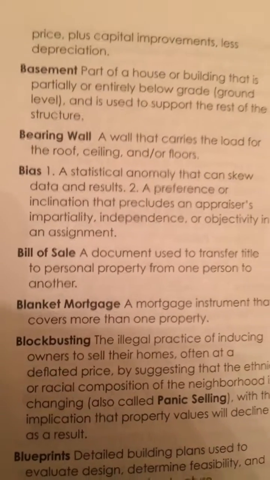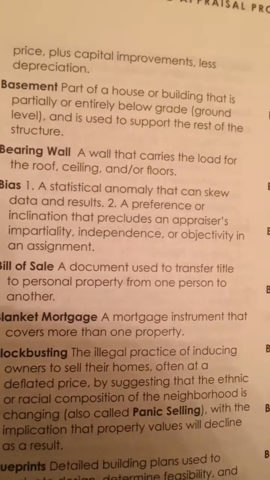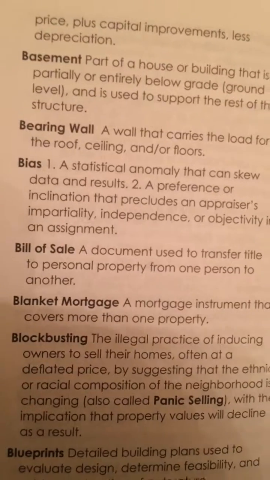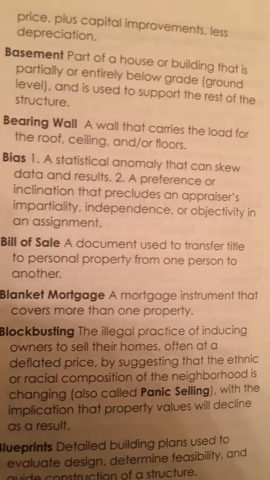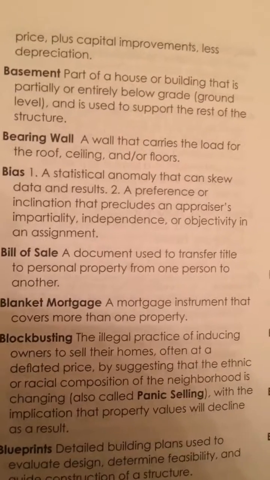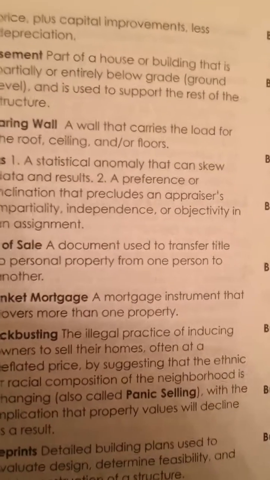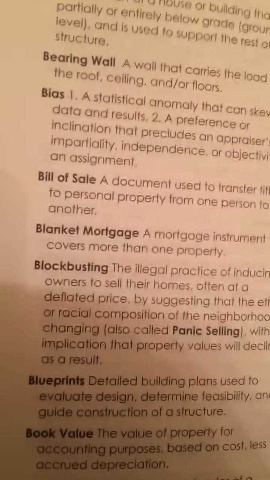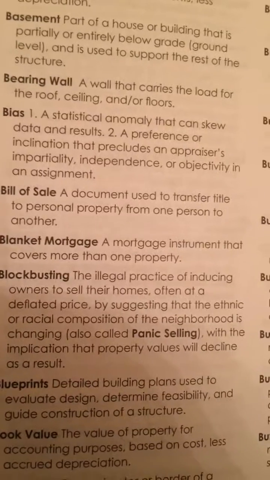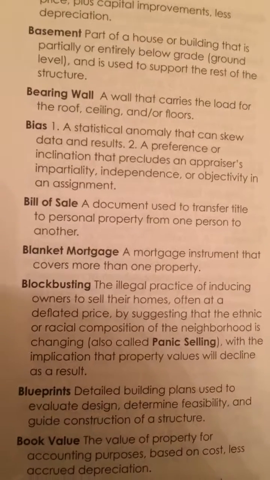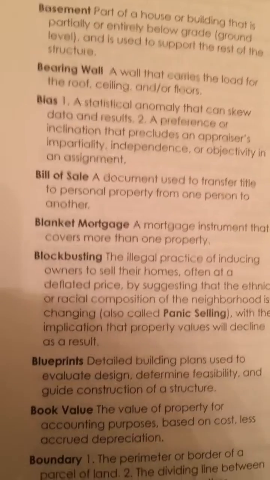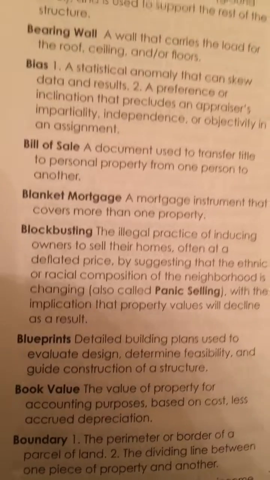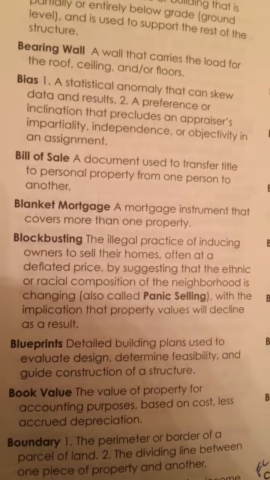Bias. 1. A statistical anomaly that can skew data and results. 2. A preference or inclination that precludes an appraiser's impartiality, independence, or objectivity in an assignment. Bill of sale. A document used to transfer title to personal property from one person to another. Blanket mortgage. A mortgage instrument that covers more than one property.